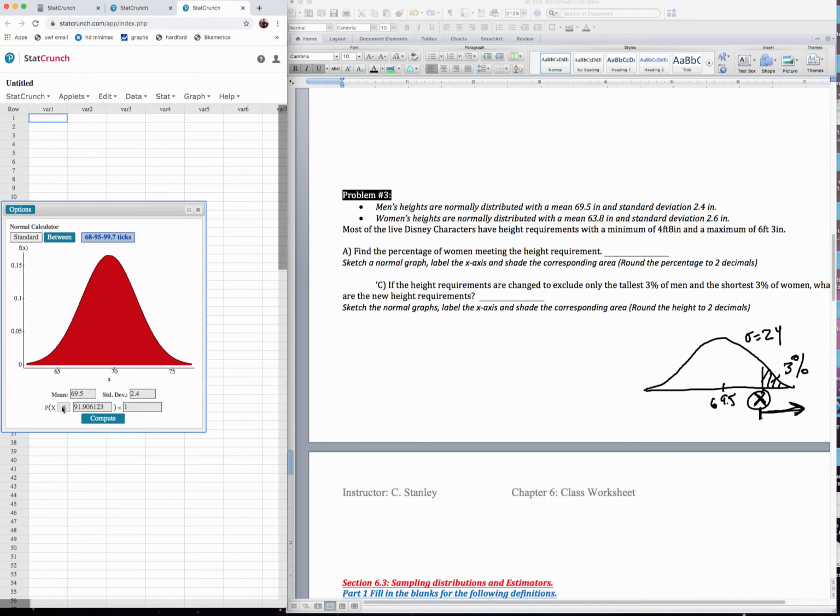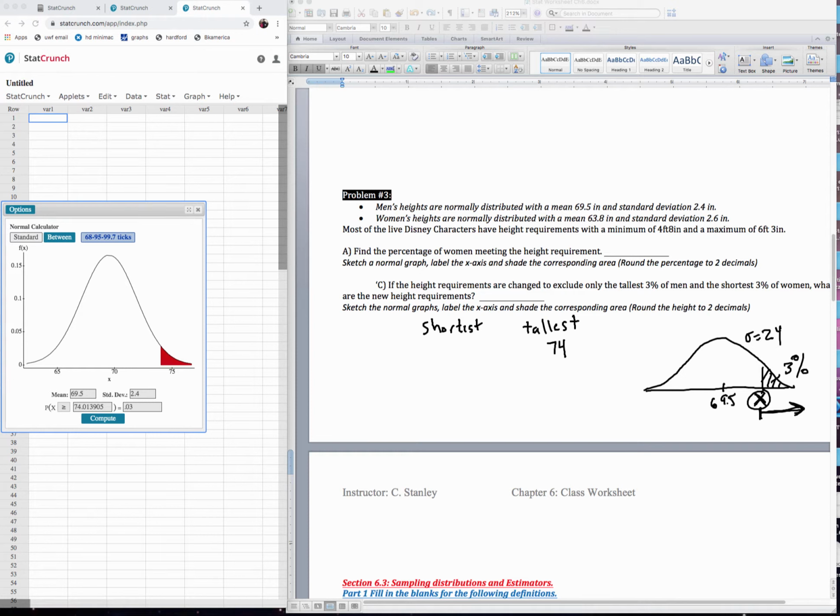See, this is a less than sign. I need to change that to a greater, and I need to put a 0.03 over here, because they gave me a percent. So 74 is the tallest now. So the new tallest, the tallest you could be, is pretty much 74. Now what's the shortest?